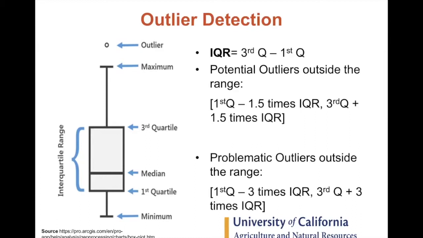To know whether it's a problematic outlier or a potential outlier, there is a calculation. We first calculate the interquartile range, which is the difference between the third quartile and the first quartile, and then we multiply it by 1.5. Any value beyond 1.5 times the interquartile range beyond the third quartile could be a potential outlier. Or if it's 3 times larger than the third quartile or below the first quartile, then it could be a problematic outlier. But it all depends on the context of your study.